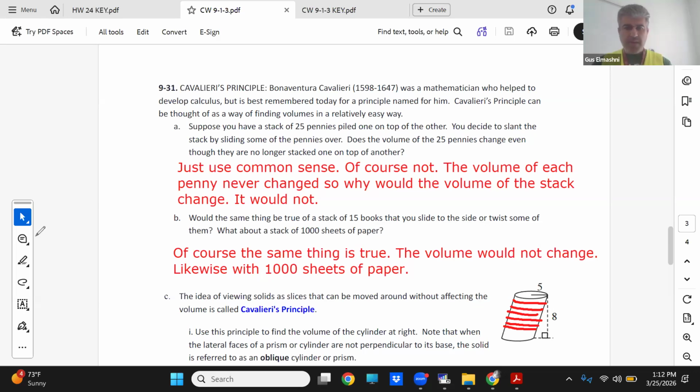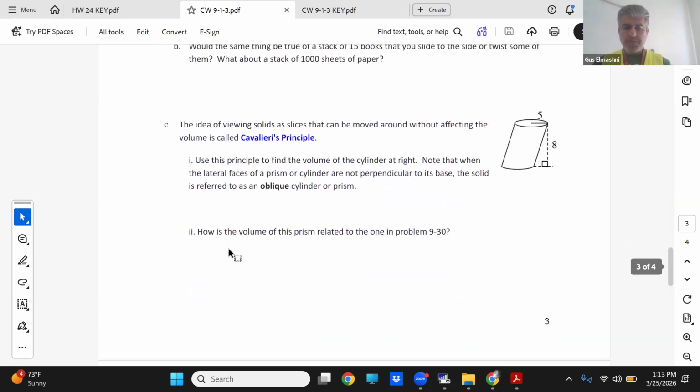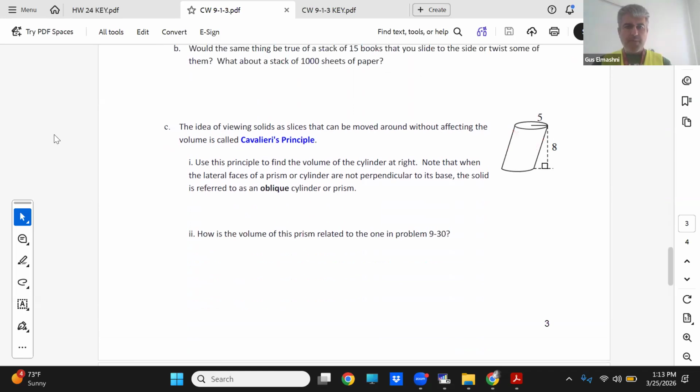So let's go and work this out. You're simply just going to do this: pi times 5 squared times 8. Oh, yeah, 200 pi.